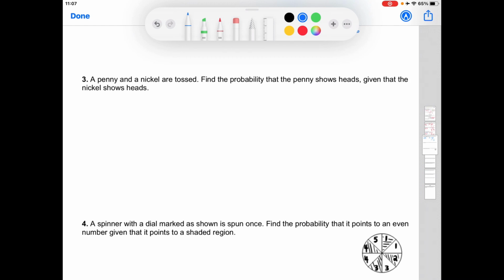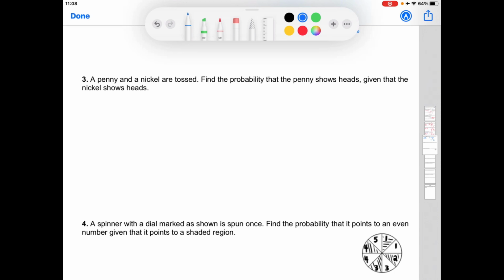Okay, one last one. A penny and nickel are tossed. If you toss a coin, what's the sample space? It's 2. Either you get heads or tails, right? A penny and a nickel are tossed. So what's the probability of tossing a penny? 1/2. What's the probability of tossing a nickel? 1/2. And these are independent events because the probability of one is not going to affect the probability of the other one. So a few things to keep in mind here.